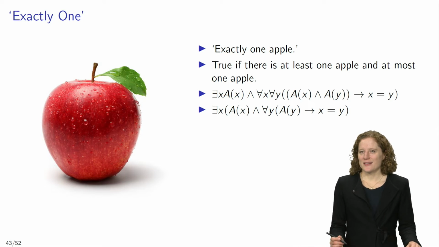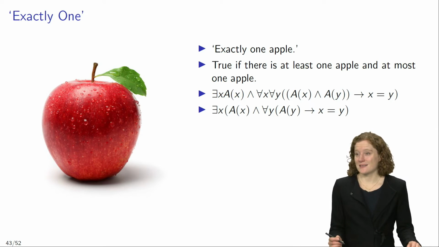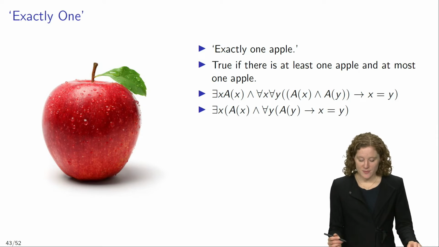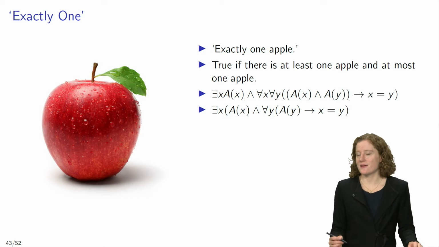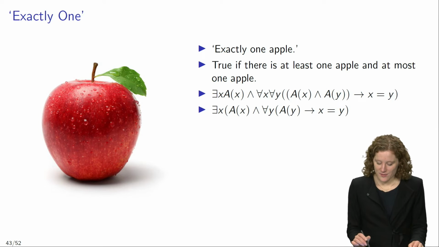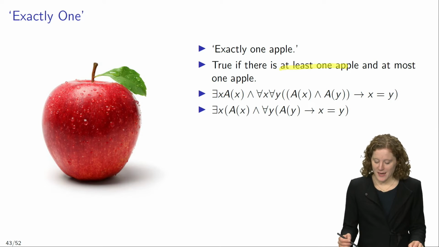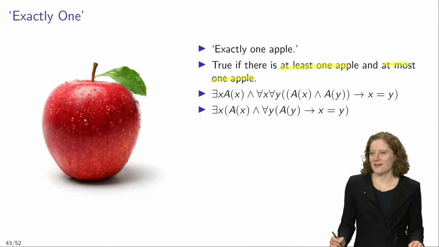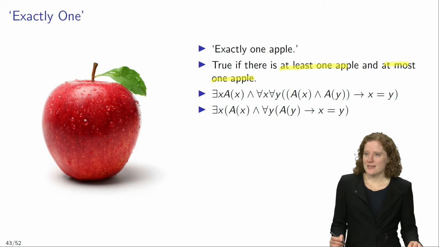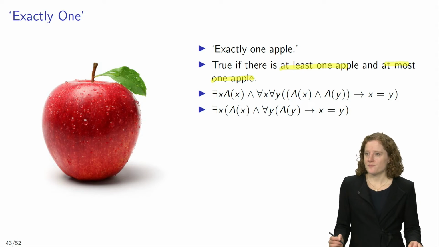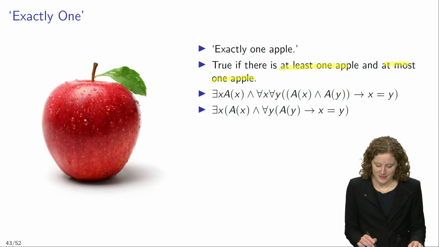Now, let's move on and discuss phrases of the form exactly, or sentences that use the word exactly. So, for example, suppose you want to symbolize the sentence, there is exactly one apple. Now, this sentence is true if there is at least one apple and at most one apple. So we need to put together the two kinds of sentences that we have studied in the previous part of this lecture. So to symbolize that there's exactly one apple, we first say that there is at least one apple.